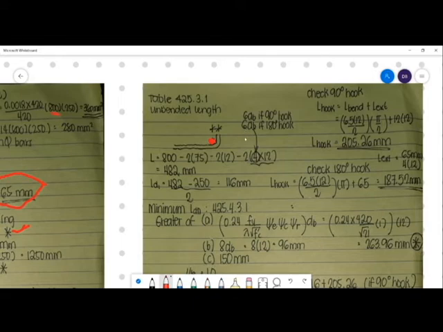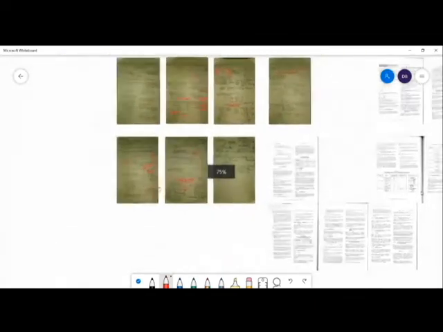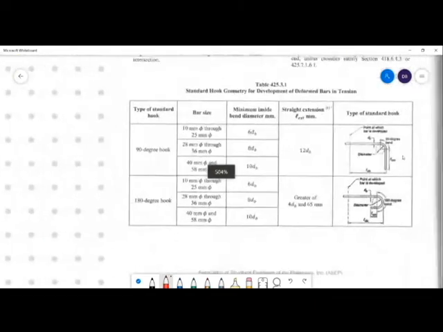So, ano yung 6 diameter of bar na yan? The code, 6 diameter of bar, it's this one. So, pagka deformed bar intention, minimum inside bend diameter. So, ito yun.